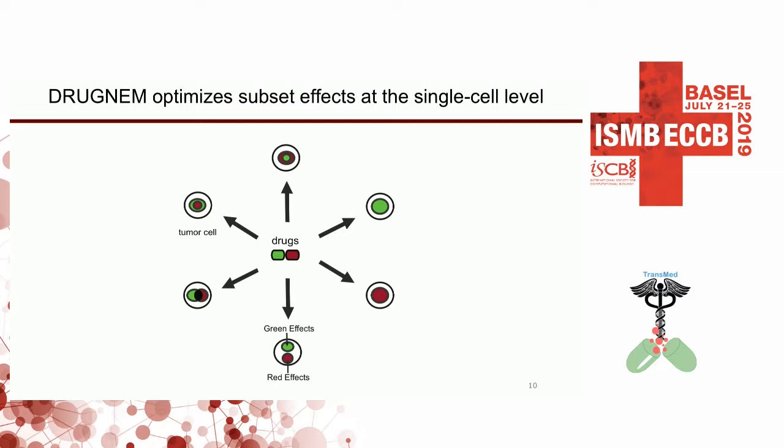So the slide summarizes the underlying idea behind the DrugNEM scoring or optimizing algorithm. If we were to treat a sample with two drugs, green and red, then it is likely that some of the green effects will be nested within the red effects. Some of the red effects will be nested within the green effects. There could be an intersection of effects, or we could have a disjoint set of effects, or one of the drugs could show a strong marginal effect. So the idea of DrugNEM is that it optimizes subset effects at the single-cell level.